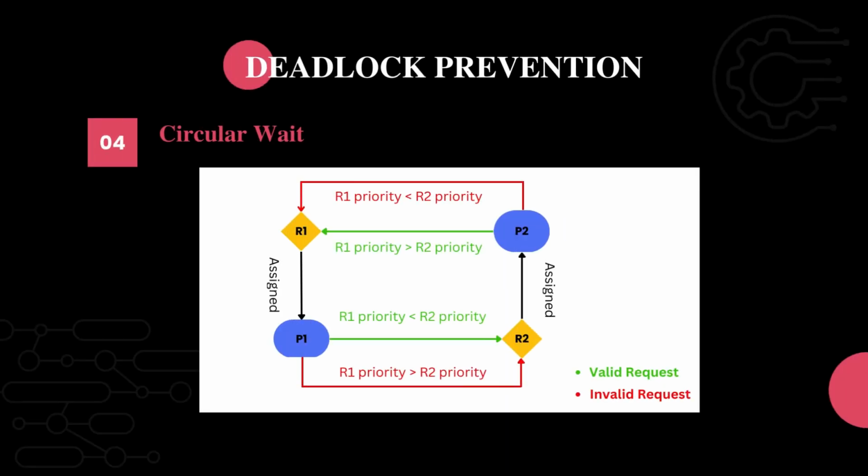To prevent this, each resource is given a priority and processes can only request for a resource in the order of increasing priority. As the diagram shows, process P1 can only request resource R2 if the priority of R2 is greater than that of R1. Similarly, process P2 can only request for R1 if the priority of R1 is greater than that of R2. Otherwise, the request will be invalid.